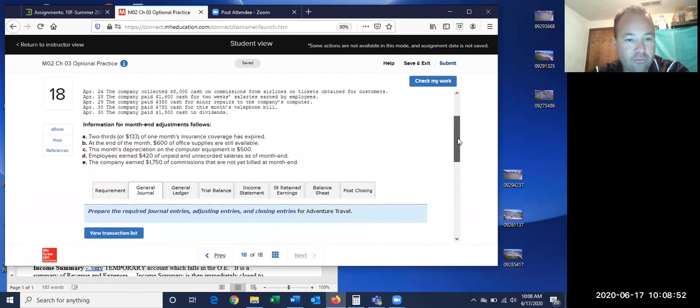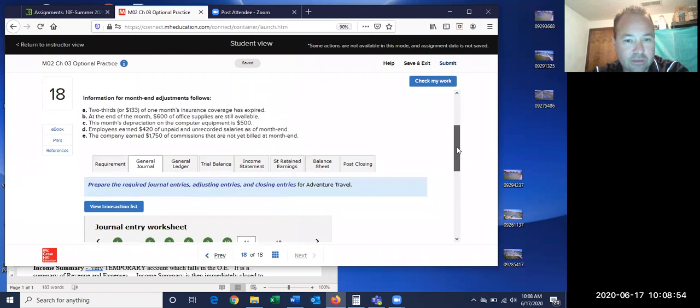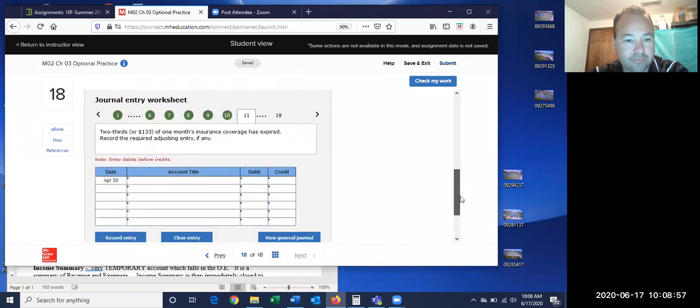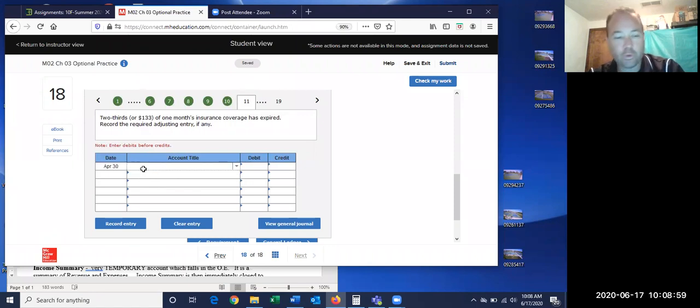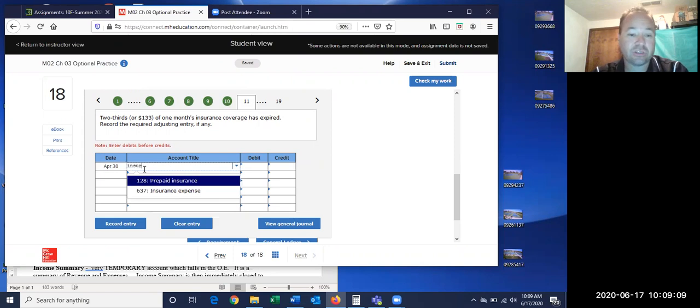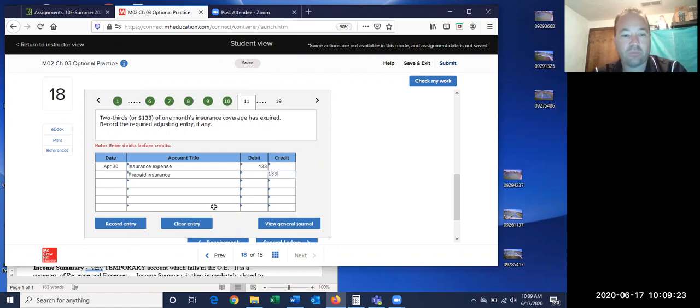2/3 or $133 of 1 month's insurance has expired. Okay, so we have used the insurance. So it goes back to our previous part one. What did we get? We got the benefit of insurance. So we call that insurance expense for $133. And where'd it come from? Well, we didn't actually pay it this time. We paid it a while ago. Where it came from was our prepaid account. Prepaid insurance for $133.